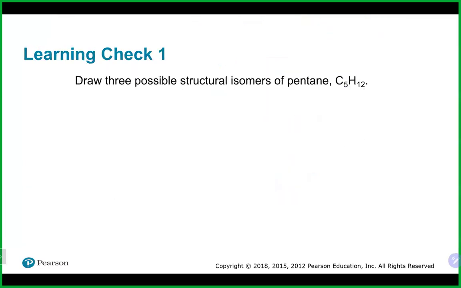All right, then draw 3 isomers for C5H12. See what you come up with. All right, let's take a look and see. So really the simplest one to start with is just lay up 5 carbons in a row. So why not? Let's go 1, 2, 3, 4, and 5. Everything else can be hydrogen.